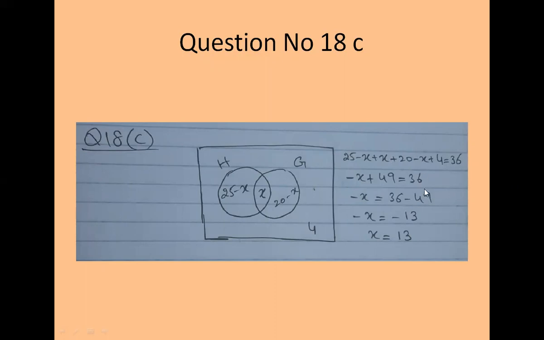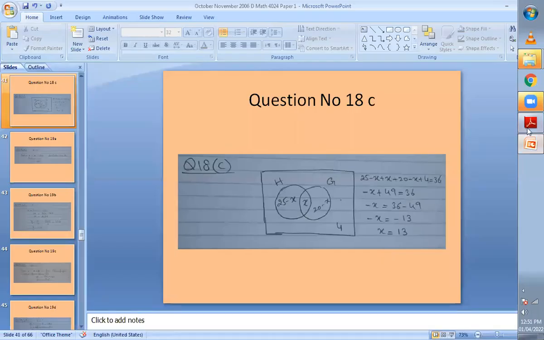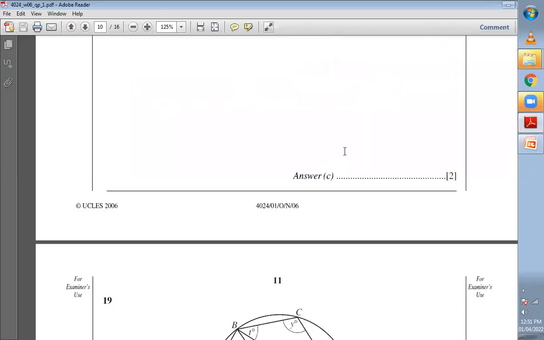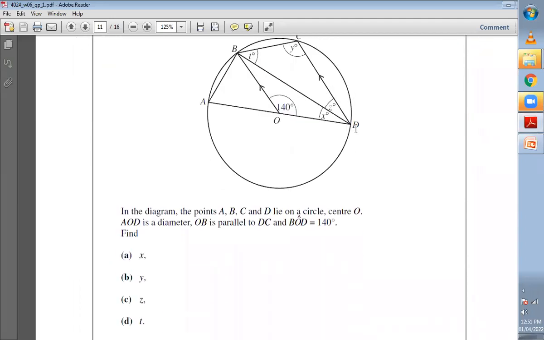This will go to the other side, it will subtract. So you will have minus X equals 36 minus 49. So minus X equals minus 13. Minus minus will be cancelled, so X will be 13. So the people who study both history and geography are 13. Hopefully you understand. So that was question number 18 and its C part.